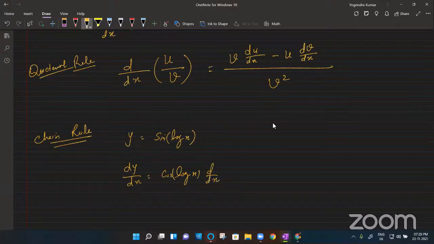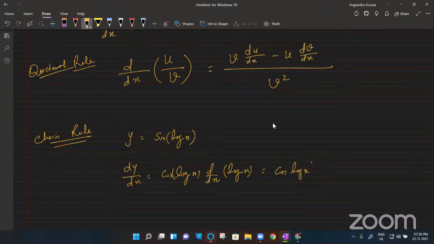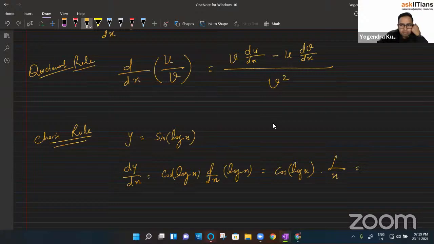But differentiate log x again, so it will become cos of log x into 1 by x. This 1 by x you should write in front, because otherwise it looks like it is inside the angle. Don't leave it like that. Everyone is understanding that? Very simple. That is the chain rule method.